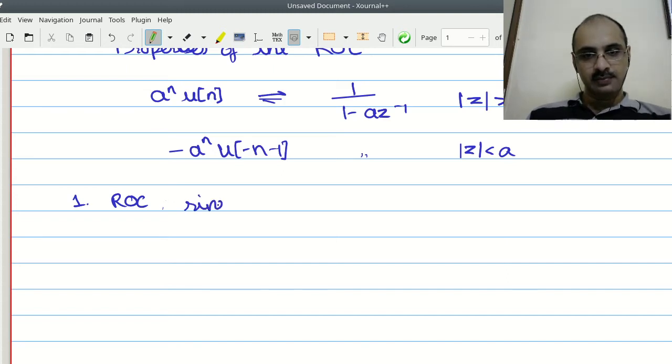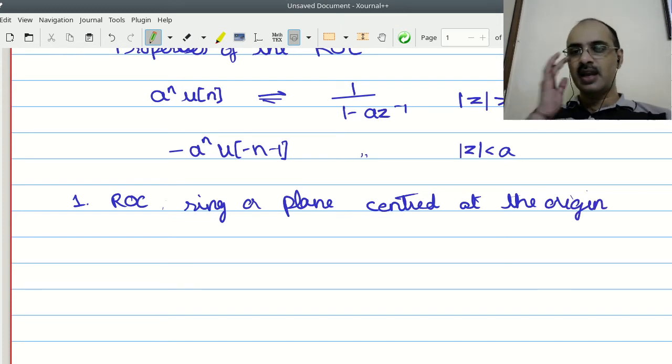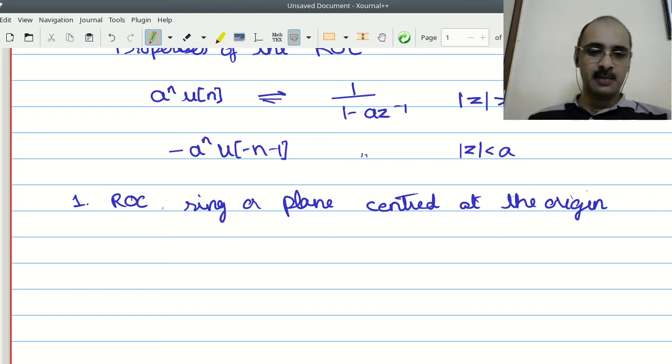ring or plane centered at the origin. Okay, so for all of these I will give a few examples and maybe an outline of how you can understand it. I am not going to give you a complete proof.